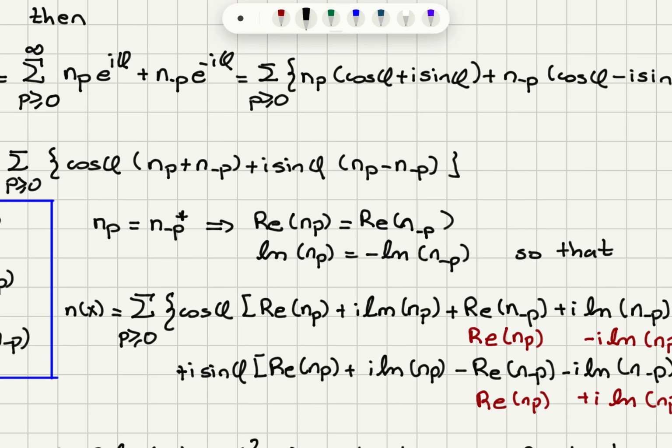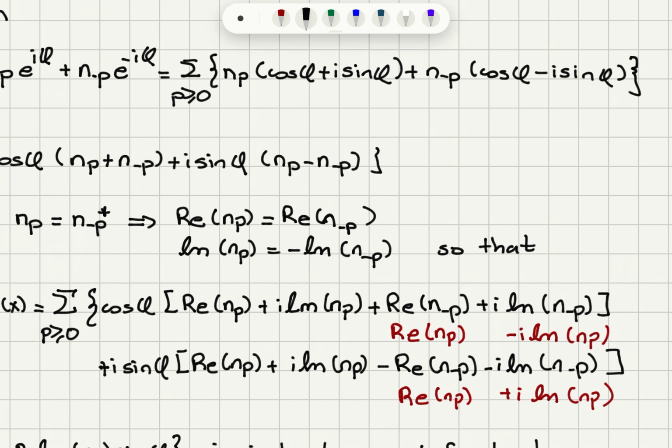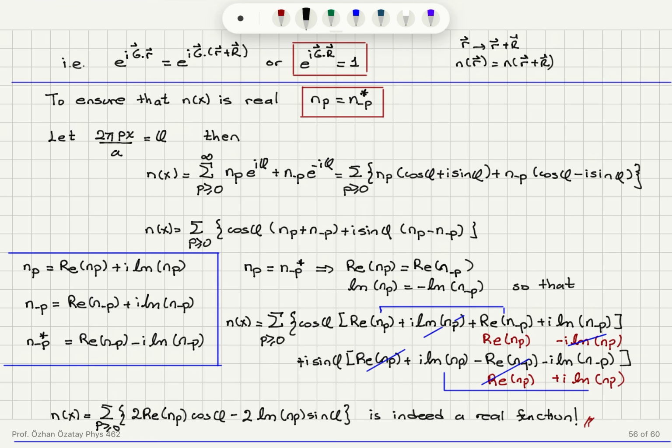Well, if that's the case, when I substitute these two, I will see that for the cosine term, I will have two real parts of n_p. So these two will be added together. However, these two would cancel. And for the sine part, the real parts would cancel, and the imaginary parts would add up to give me 2I imaginary part of n_p. But because I have an I here, I times I, remember, I is the imaginary number, the square root of minus 1.